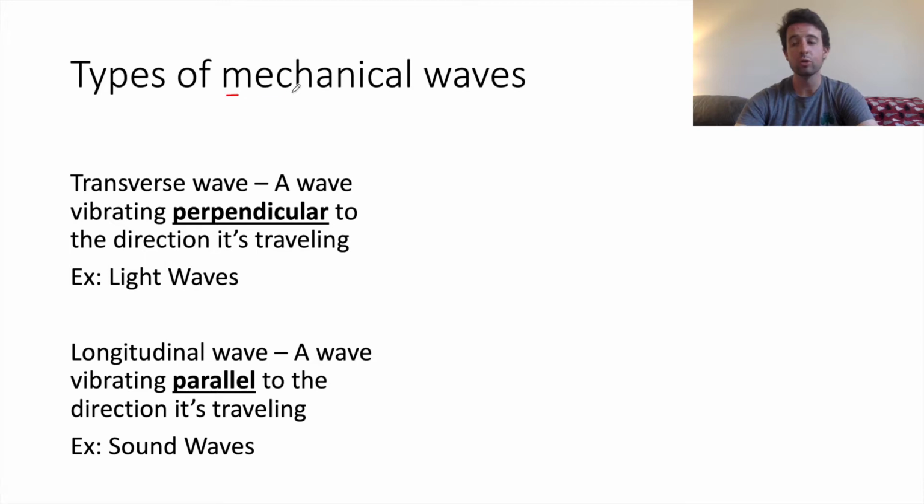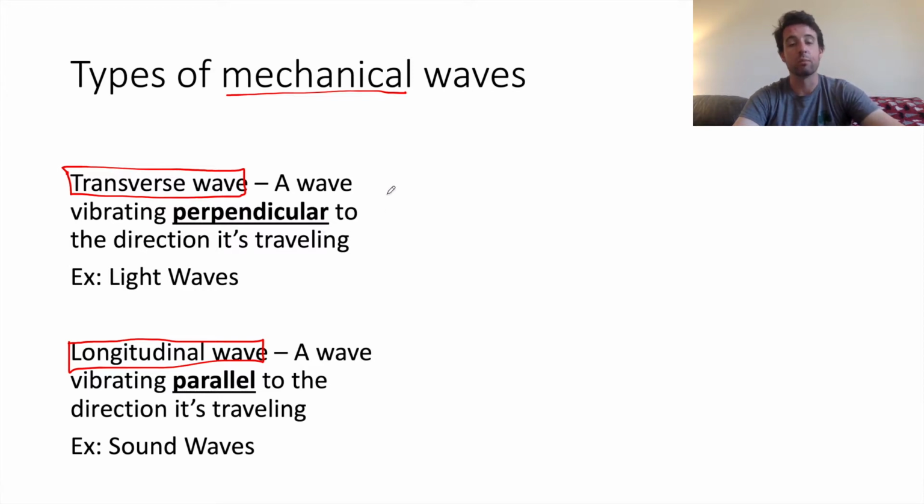So we've got two types of mechanical waves. Mechanical just means they move based on physical properties, science stuff. We have the transverse wave. That's a wave vibrating perpendicular to the direction it's traveling. An example would be light waves.